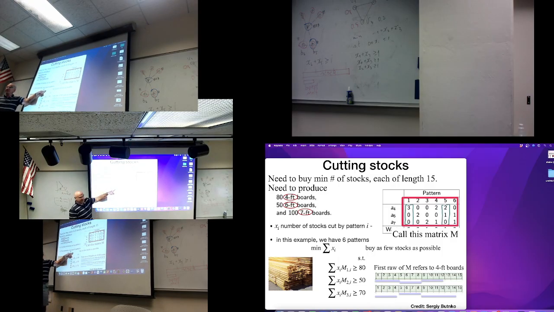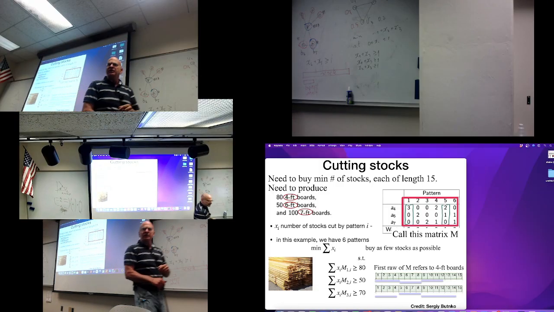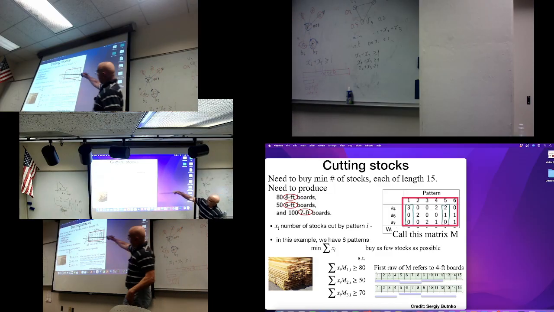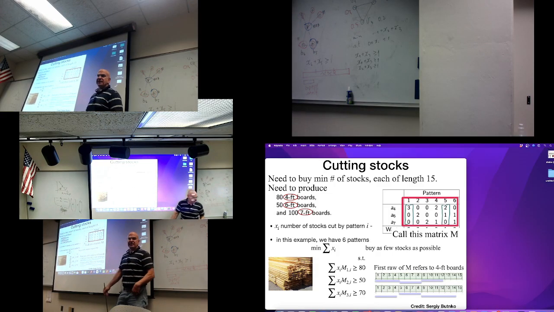I'm paying $1 per every stock, so what I'm minimizing is X1 plus X2 plus X3 plus X5. This is how many units of each pattern of stocks I need to buy. The store that I bought it from doesn't care how I'm going to cut it. It just cares about how many stocks I ordered, and the sum of all the Xi's is exactly how many units I ordered. But you need to order enough so you can fulfill this constraint.